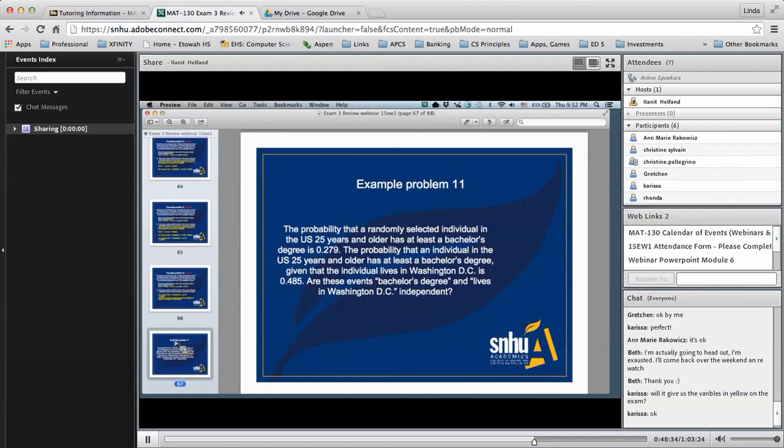Problem 11. The probability that a randomly selected individual in the U.S. who's 25 years and older has at least a bachelor's degree. Okay, so this has the word at least in it, but it's not actually an at least problem. So we're doing the other side. That has at least a bachelor's degree is 0.279. The probability that an individual in the U.S. 25 years and older has at least a bachelor's degree, given that the individual lives in Washington, D.C., is 0.485. Are these events, bachelor's degree and lives in Washington, D.C., independent?